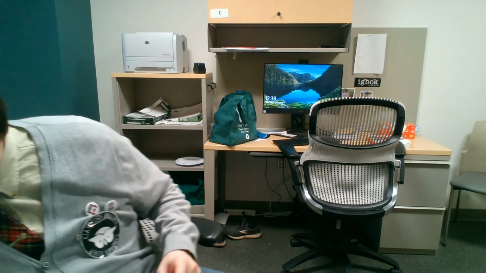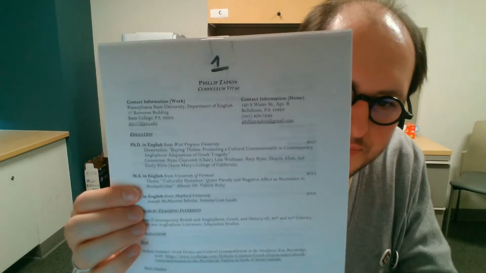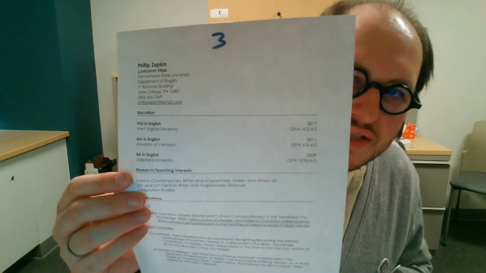I will have taped up before class on the board three differently designed resumes. They're all the first page of my CV. So the information is the same in all of them, but visually they're quite different. I should have gotten these out beforehand, because I can hold these up for you so you can take a look at them. So I've got this version, I've got this version, and I've got this version.